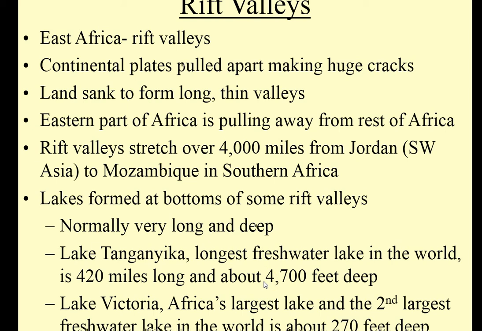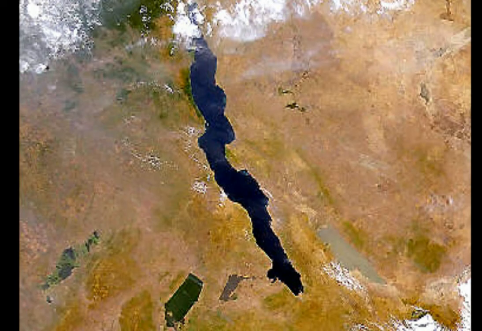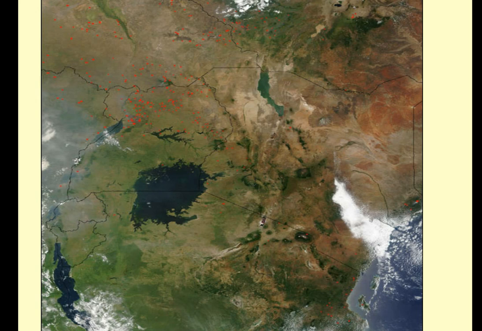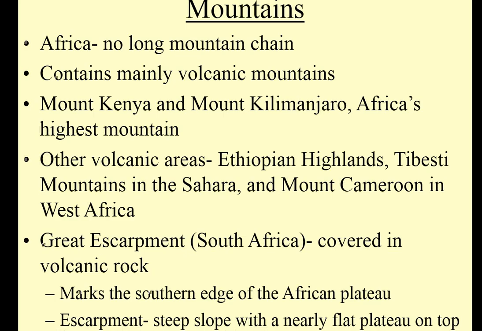The longest freshwater lake in the world. Lake Victoria is the largest in Africa, the second largest freshwater lake in the world, and it's obviously not near as deep as the other. Here's a picture of these two lakes that we're speaking of.